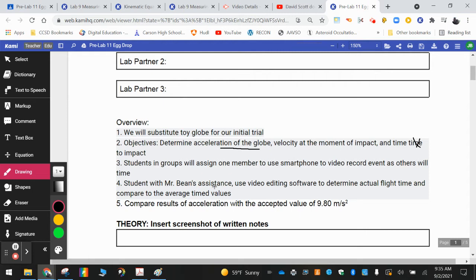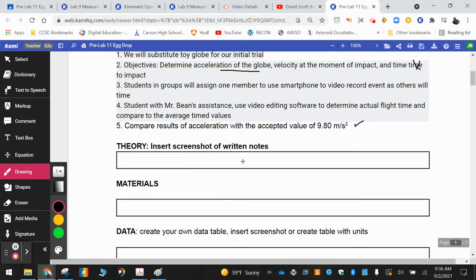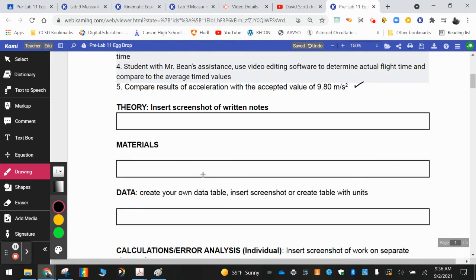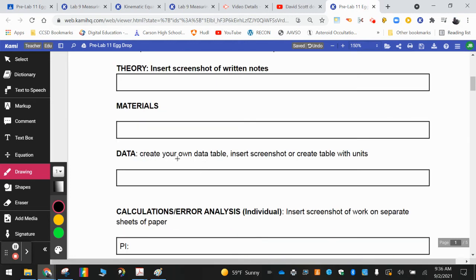The student, with Mr. Bean's assistance, will use video editing software to determine the actual flight time and compare it to the average time values. And we want to compare the results of acceleration with the accepted value of 9.8 meters per second squared. All right, so here's a theory section; you probably want to take written notes and then a screenshot, but I'll have it at the end of this video or on this document, which I'll upload to Google Classroom. Materials and data table: again, maybe create your own data table on paper and insert a screenshot.